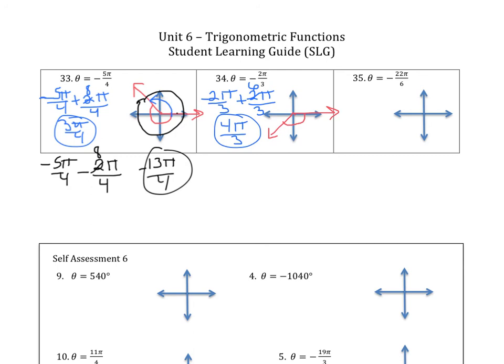Now if I want to take negative 2 pi over 3 and subtract 2 pi because I want a negative angle. Again, that's times 3 is 6. Negative 2 and negative 6 is negative 8 pi over 3. Okay, go ahead and try 35 for homework.